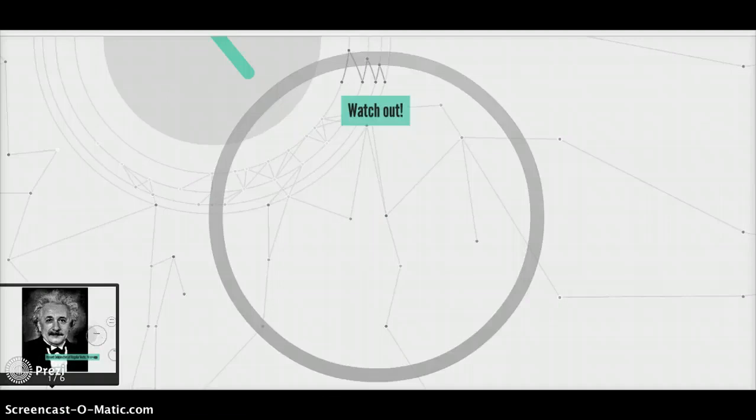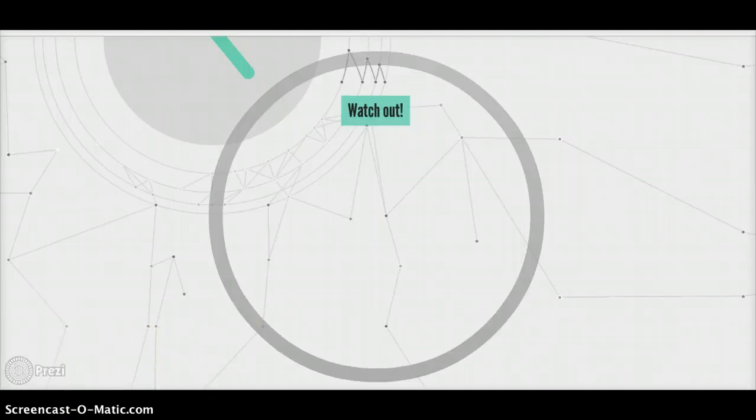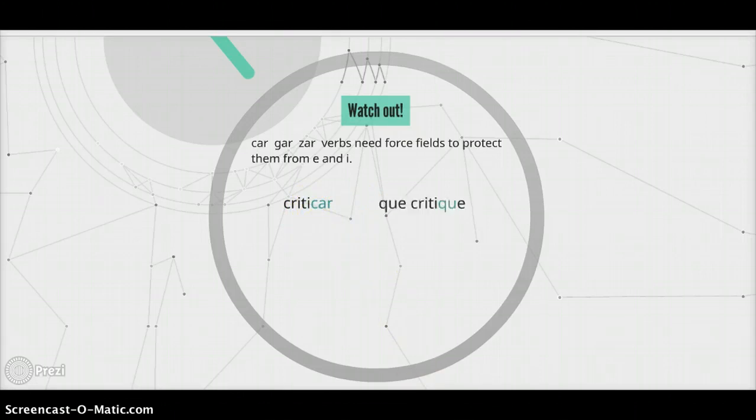You need to watch out when you're doing the subjunctive for car, gar, zar verbs as usual. They need protection from that evil E and the evil I who's trying to kill them. So if you look at criticar, we need to protect this C, the k sound. So you're going to deploy a force field in the form of QU. Que critique. That way we keep that k sound. If you have a gar verb, investigar, we have to protect the g. So we're going to deploy a force field and put investigue with a U right there to protect from the E.